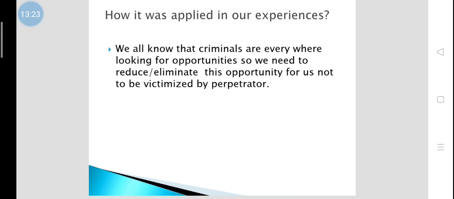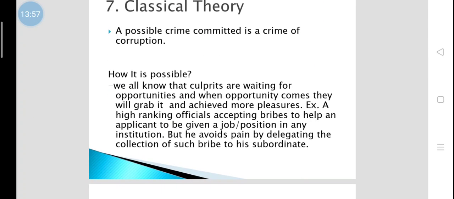Like for example, do not show your money if you have a lot of money. Pag pupunta ka sa market, alangan naman na ano bang gagawin mo? Magdala ka ng maraming pera or susuot ka ng gold na kwentas, alam mong maraming tao doon. So meaning to say, you are giving the opportunity, these people, these would-be criminals, to rob your things. So, these are examples again. Culprits are waiting for opportunities, and when opportunity comes, they will grab it and achieve more pleasure.